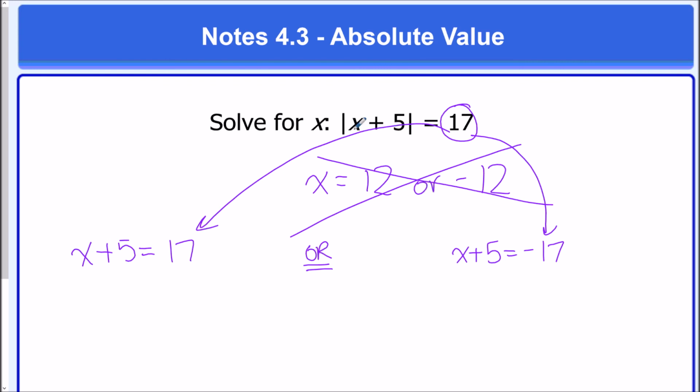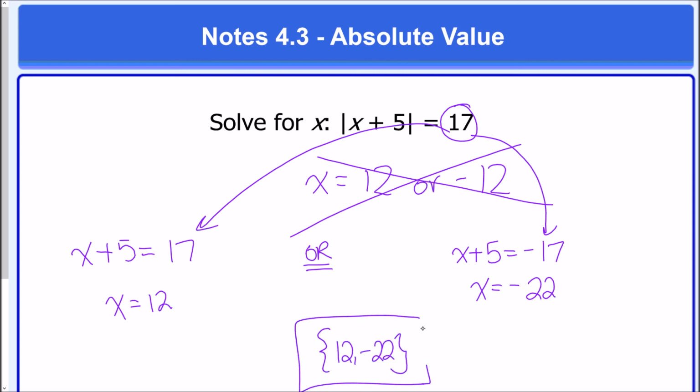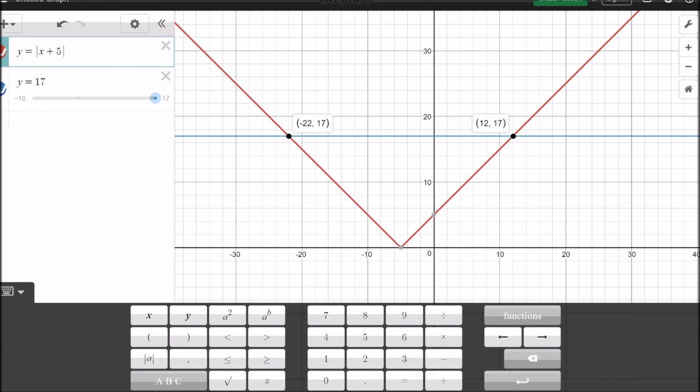So in order for me to be able to solve a problem like this, I need to remove the absolute value bars. And the only way I can do that is by setting up my two equations that I have here. Once I do that, I can go ahead and solve for x. So I get x is 12 over here. And on this side, I end up getting x is negative 22. And that's why my two answers are 12 and negative 22, as opposed to 12 and negative 12, as shown in our Desmos graph right here.